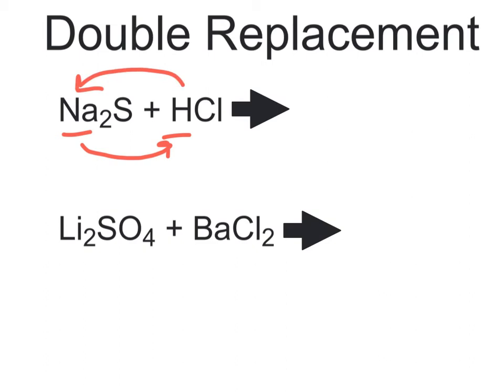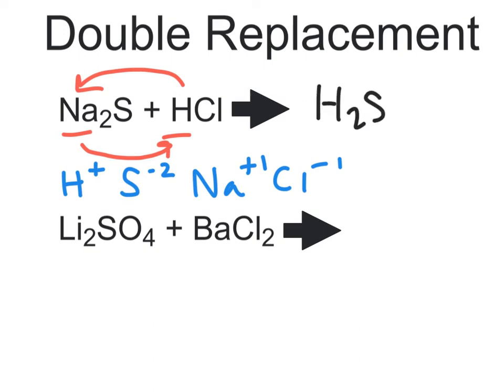Again, we have to look at what the charges are on all of our elements. So we're going to end up having hydrogen combining with sulfur, and we're going to have sodium combining with chloride. When we combine these elements, we end up with the formulas H2S plus NaCl.